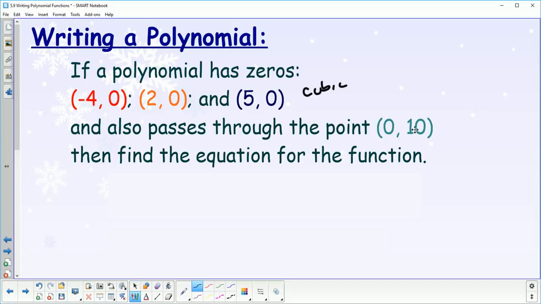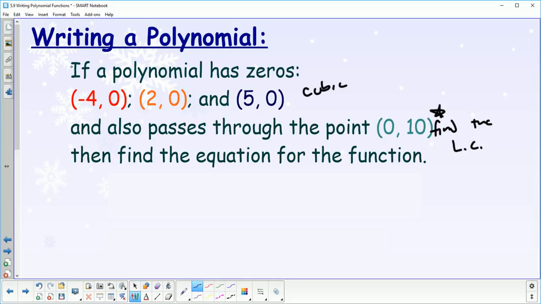And the last thing here is that you're told it passes through this point. Now you'll notice your y value is not 0, so this is not a point that is a 0. This is going to help us find the leading coefficient. Okay, now it doesn't mean that this gives you your leading coefficient. It's just going to be used in the end to help us find the leading coefficient.